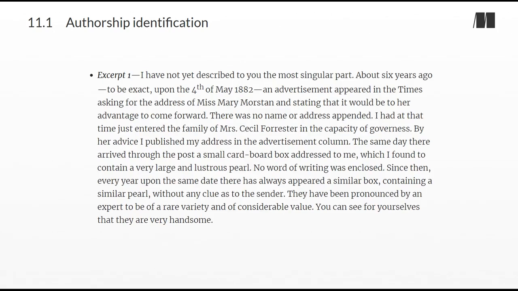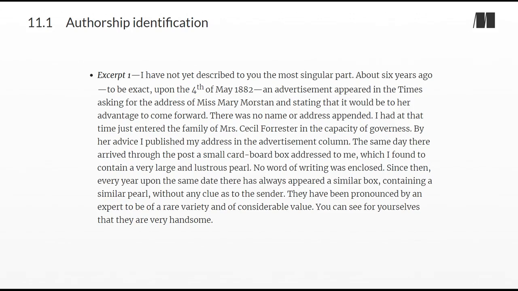Excerpt 1. I have not yet described to you the most singular part. About 6 years ago, to be exact, upon the 4th of May 1882, an advertisement appeared in the Times asking for the address of Miss Mary Morstan and stating that it would be to her advantage to come forward. There was no name or address appended. I had at that time just entered the family of Mrs. Cecil Forrester in the capacity of governess. By her advice, I published my address in the advertisement column.